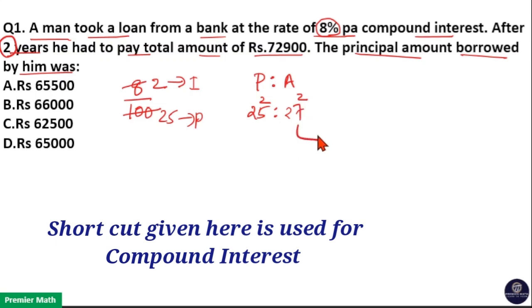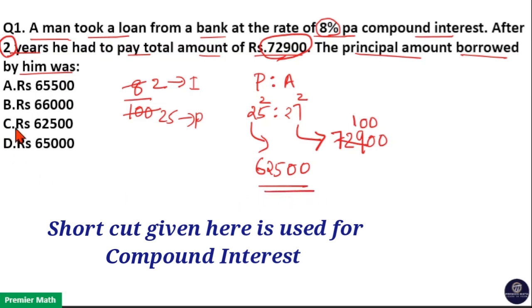Now, this 27 square part is the total amount received in 2 years, which is equal to 72,900. So, 27 square part is equal to 72,900. Here you can see 27 square is 729. So, 729 goes 1 time in 729. That means 1 part is equal to 100. Then, here 25 square means 625. Then 25 square parts is equal to 625 into 100. That means here principal is option C, that is 62,500.